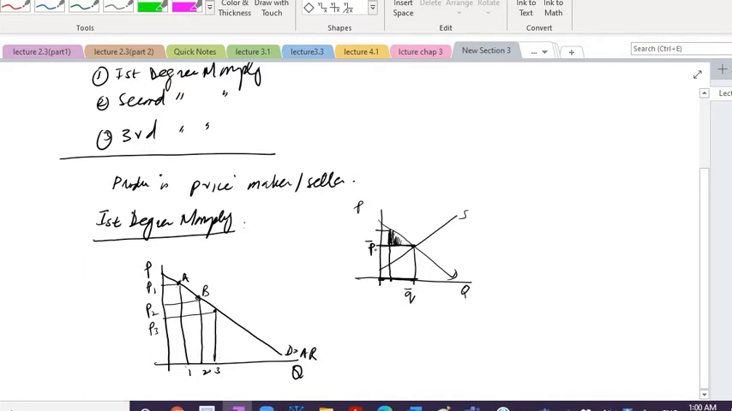And why is this happening? Because all the units are being sold at the same price, even lesser than the consumer's willingness to pay.